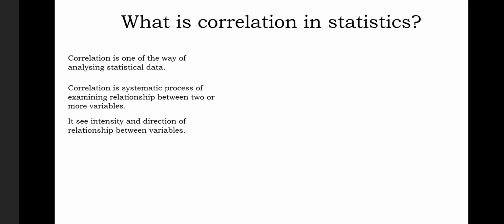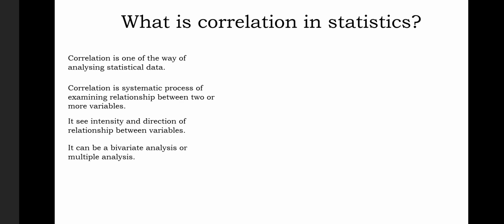Now, one more thing we have to see is that it sees the intensity and direction of the relationship. Correlation measures the intensity, that is, how strong the relationship is, and also in which direction it is going. Either it is going in a positive direction or the relationship is going in a negative direction.